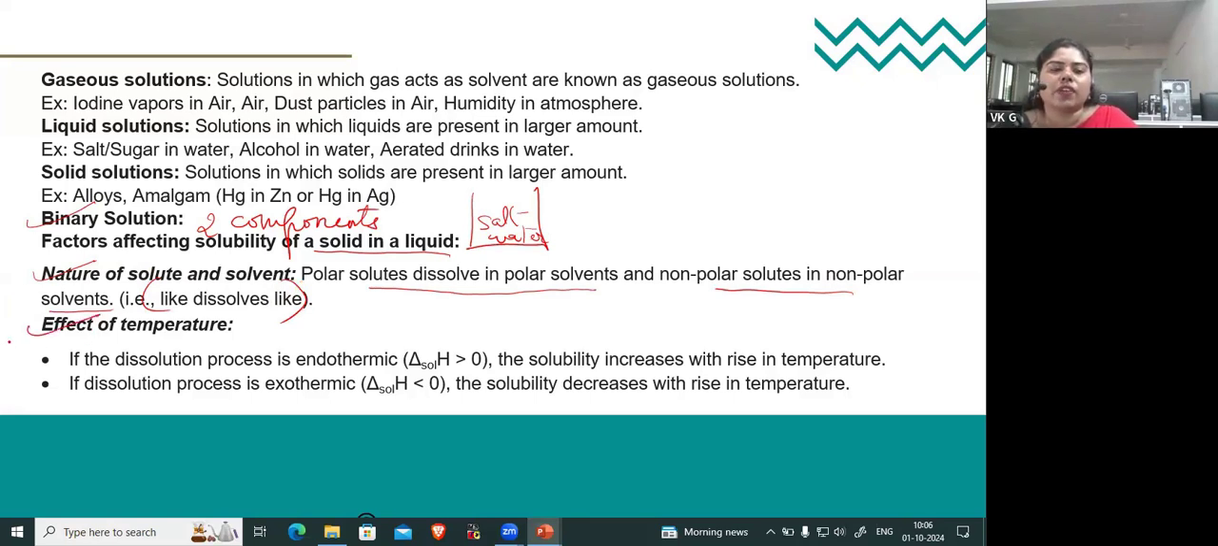The other one was the effect of temperature, which is very important, I told you. If the dissolution process, dissolution meaning dissolving, the salt is dissolving in water, that is called the dissolution process. But when you can't dissolve more salt, you find a stage wherein no more salt can be dissolved in that particular solution, then you call it a saturated solution.